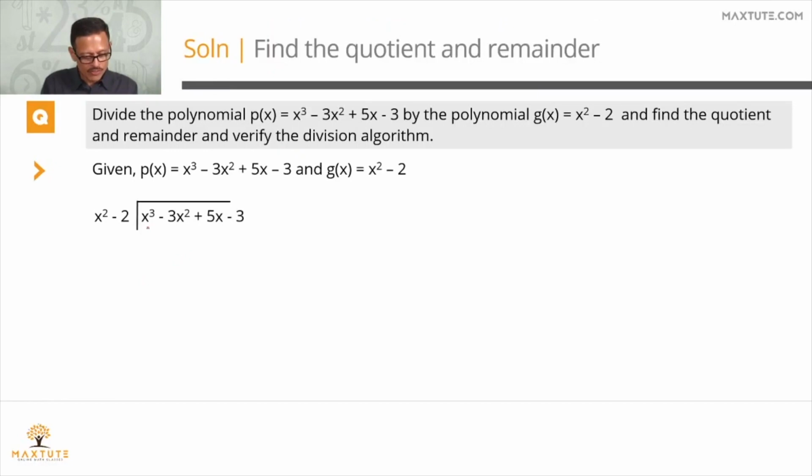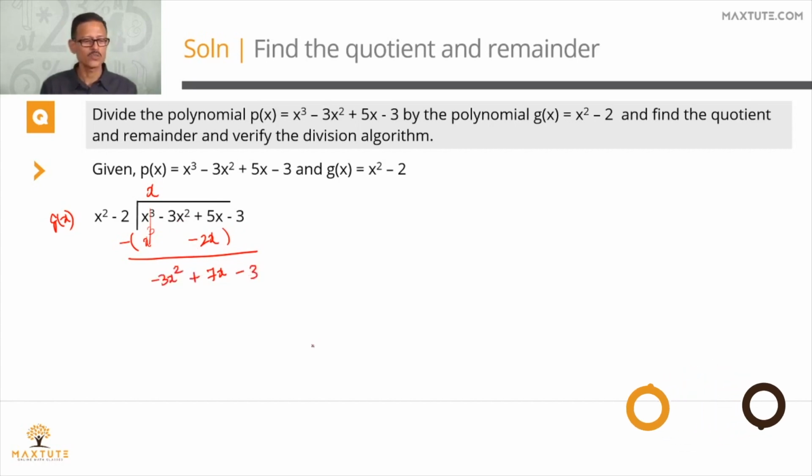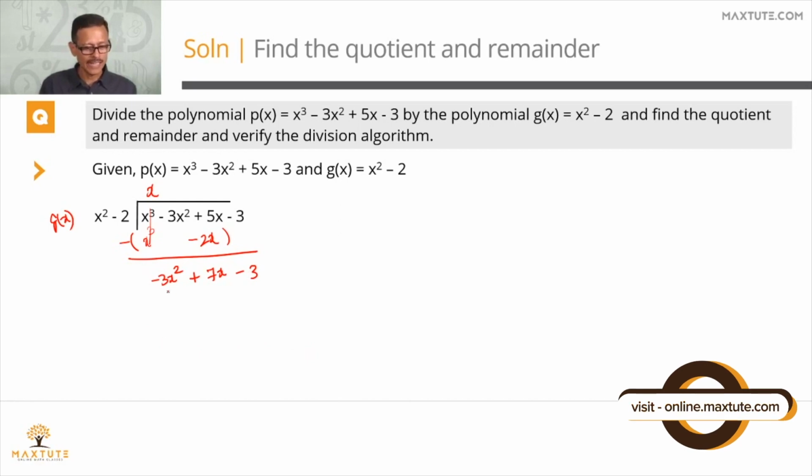We have x cube as the first term of the polynomial. The first term of g of x is equal to x square. So take the first term of q of x to be an x. We have things going well for us. So x times x square is equal to x cube minus 2x is what we have. Subtract this one. X cube minus x cube gets cancelled. 5x minus of minus 2x will leave us with 7x. I'm going to bring down these two terms, which is going to be minus 3x square plus 7x minus 3 is what we have.